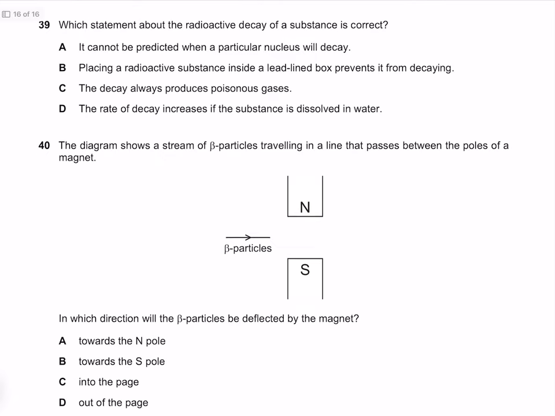Which statement about the radioactive decay of a substance is correct? "It cannot be predicted when a particular nucleus will decay" is correct, so this one's looking good. "Placing a radioactive substance inside a lead-lined box prevents it from decaying" is not correct, though it may shield the radiation. "The decay always produces poisonous gases" is not correct. "The rate of decay increases if the substance is dissolved in water" is incorrect, and is probably the opposite case. Our answer is therefore A.